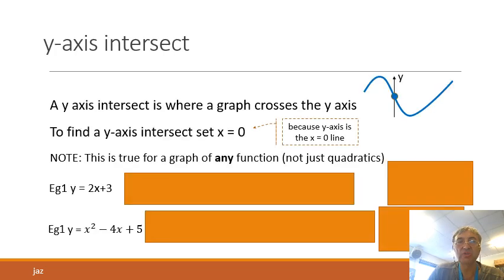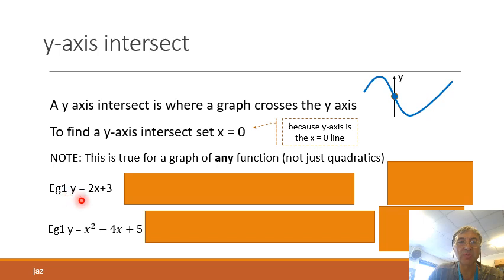So how do we do each of those things? Well, first of all, the easiest is the y-axis intersect, and we can find that very easily because the y-axis is the x equals 0 line, and so all we have to do in the formula for a graph is to set x equal to 0, and that will tell us where the graph crosses the y-axis.